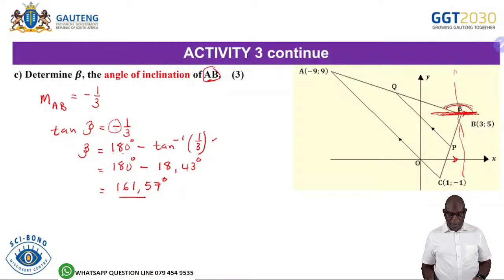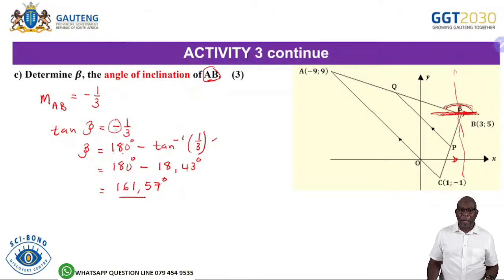Okay, right, some of you will get 18 and then say this is a reference angle, then they subtract it from 180 degrees. The answer will still be the same, 161.57. Okay, right, I think we are doing very well.